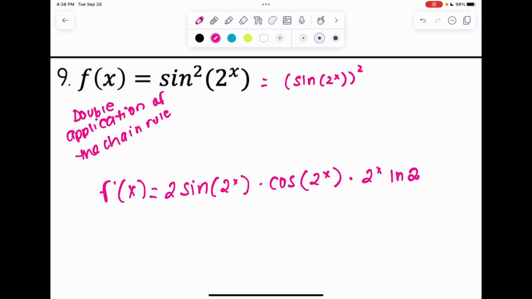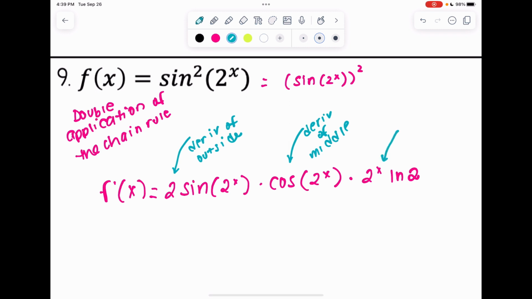So I just want to make some notes before we go on to another problem. First we basically did the derivative of the outside. Then we did the derivative of the middle. And then we did the derivative of the innermost function. In this case, that was 2 to the x.